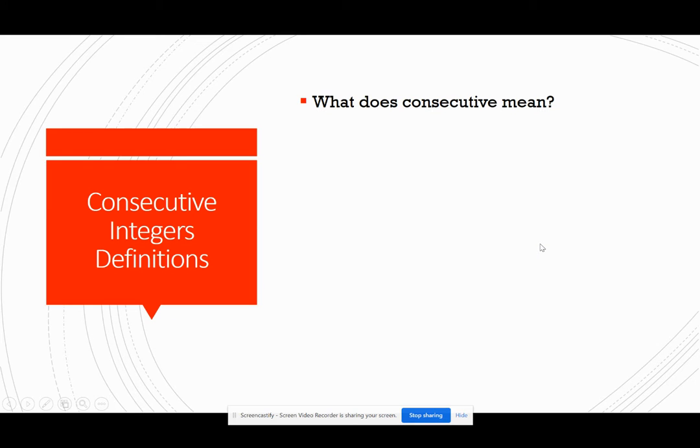All right, everyone. So today we're going to go over consecutive integers. It's very important to first understand the definition of consecutive, of integers, and how to apply it. So the word consecutive means in a row. So if I said consecutive days, that would be like Monday, Tuesday, Wednesday. So this shows us it's in a pattern, in a row.